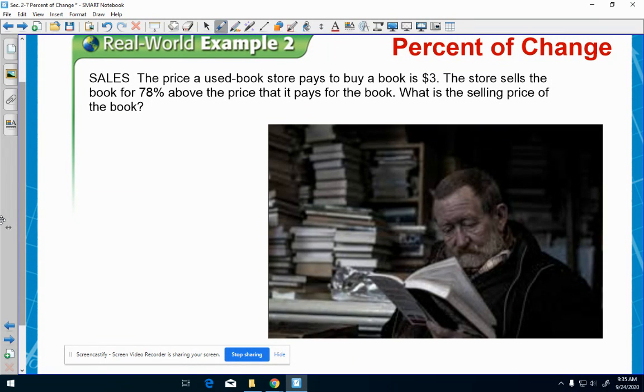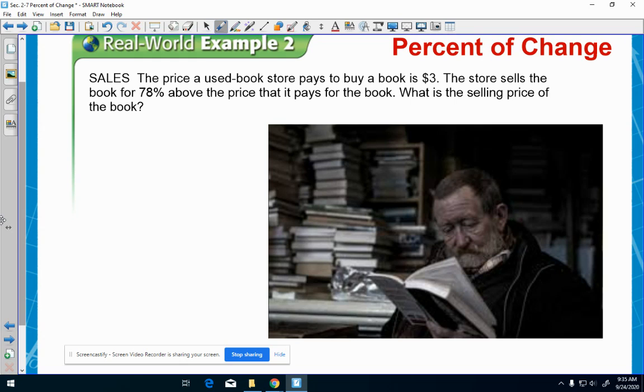How about that guy? I feel like you'd find him in a used bookstore, don't you think? A used bookstore will buy books back. It's obviously how they become used, right? They're going to buy it for $3, but they'd like to make a little money. So their profit margin says they will sell it for 78% above what they paid for it.